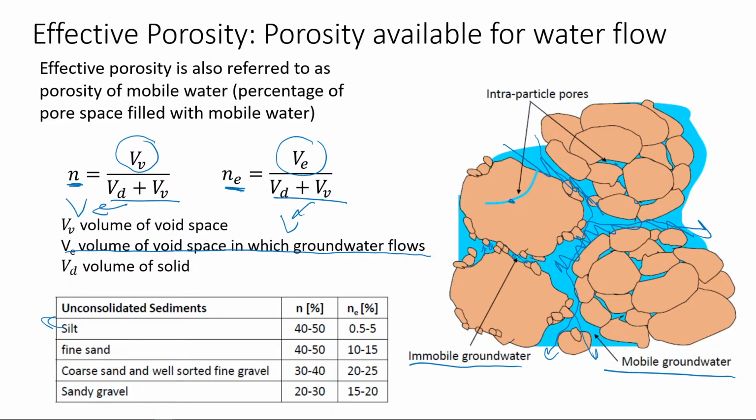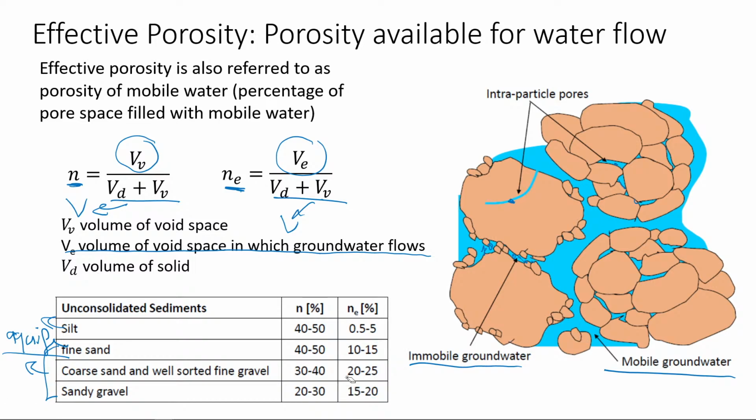Fine sand, coarse sand, well sorted sand and fine gravel, or sandy gravel have lower porosities than silt, but much higher effective porosities. These will make good aquifers, because remember, an aquifer stores water and transmits water. So fine sands will make a good aquifer because water can flow. You have a big effective porosity.